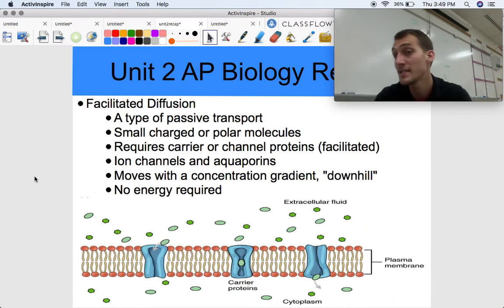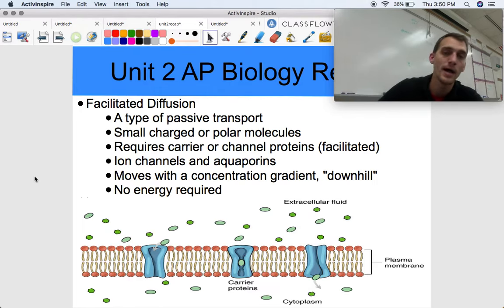Facilitated diffusion is a type of passive transport, but it needs the help of a carrier or channel protein, which is what makes it facilitated. So small charged or polar molecules, those that cannot normally pass through the bilayer, need facilitated diffusion. Ion channels and aquaporins are involved in facilitated diffusion. Again, it's with a concentration gradient, downhill, they just need the help of a carrier protein or a channel protein. No energy required for that.